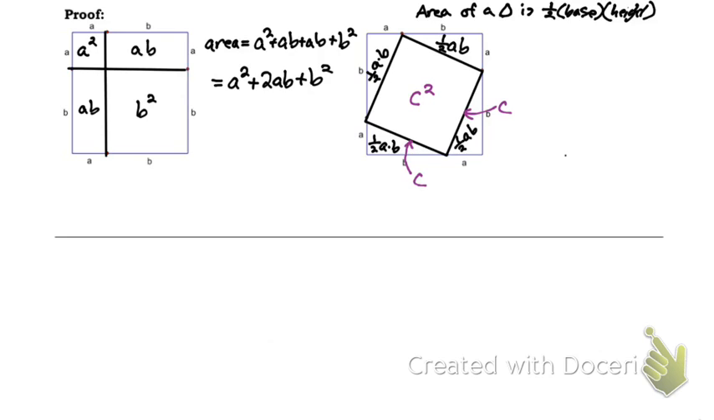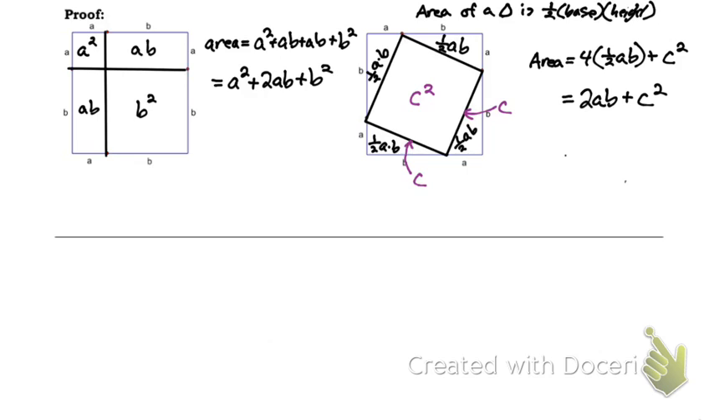Now we're going to get that total area by adding everything together. So I'm going to have a C squared. I'm going to have 4 1/2 ABs because those are my 4 triangles. So our area is going to equal 4 times my triangle areas, which is 1/2 A times B, plus that big square, C squared. So that area is going to equal 2AB plus C squared.